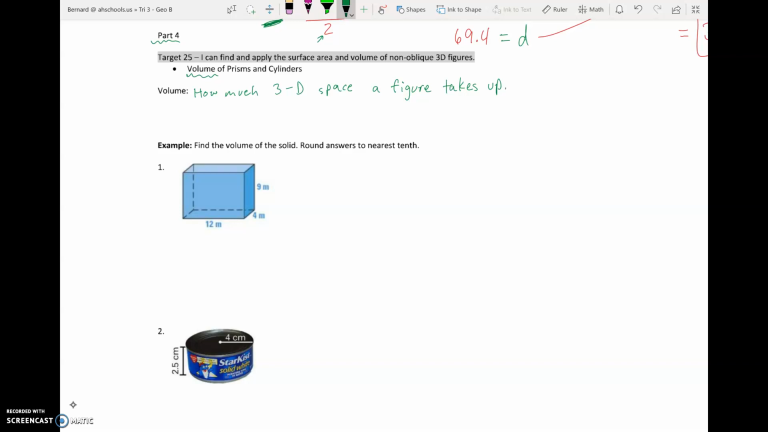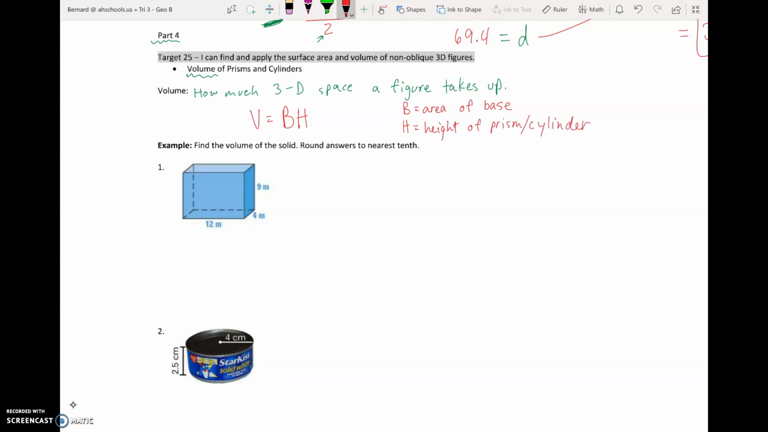And so for prisms and cylinders, which is what we're going to talk about today, tomorrow we'll talk about the pyramids and cones, our volume will be big B, which we should be familiar with. We call that the area of the base. And then we're going to times that by the height of the prism or cylinder. So again, big B, area of base, and then H is the height of the prism or cylinder.